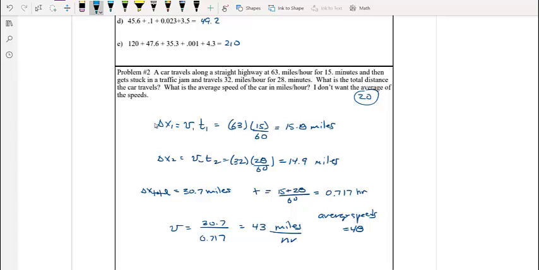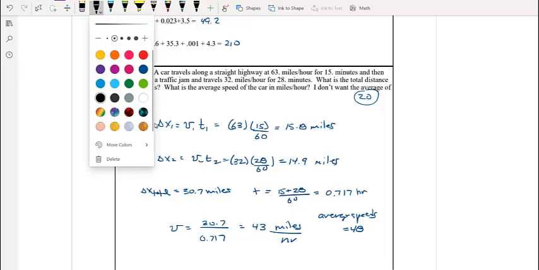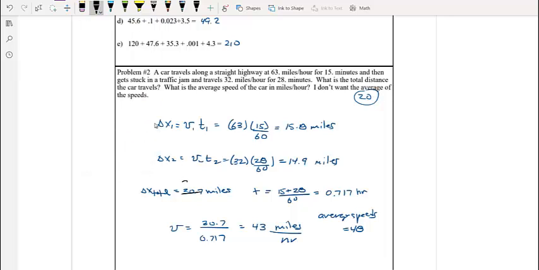You get 15.8 miles. Now, I've got 3 significant figures here, but I'm going to round off at some point, which I don't think I did actually. So let me fix that. So this should be 31. So we do the same thing for the second period of time, 32 miles per hour for 28 minutes, which is 28 divided by 60 for hours.